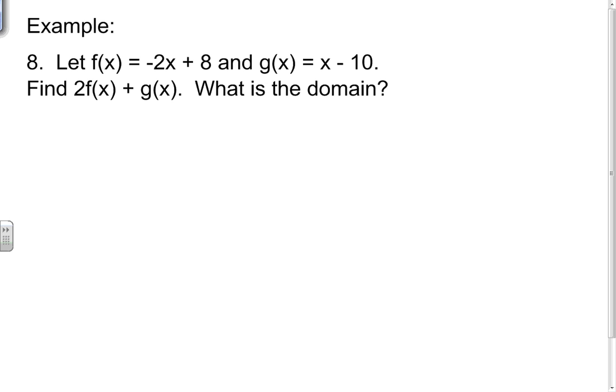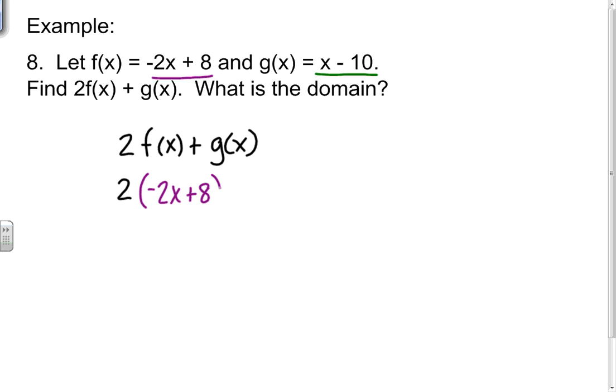All right, number 8. Here's the f function. Here's the g function. This one's a little different. They want me to do 2 times f of x plus g of x. That means 2 times -2x plus 8 plus this g of x, which is x minus 10. So I have a little bit of cleaning up here to do.